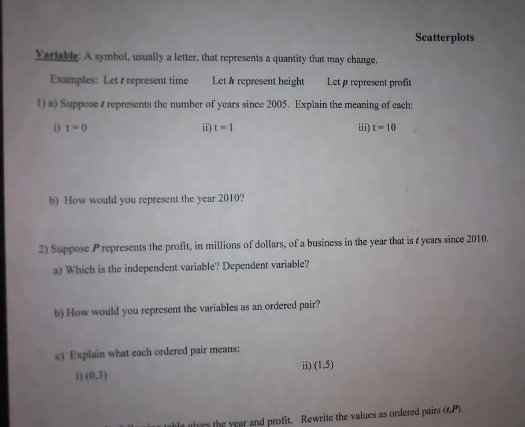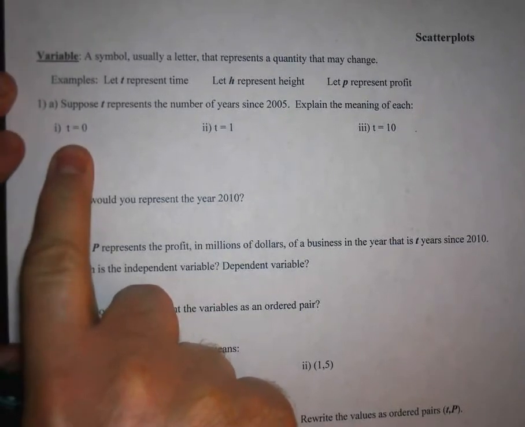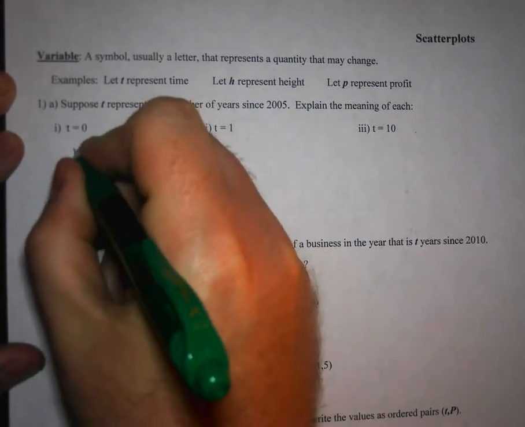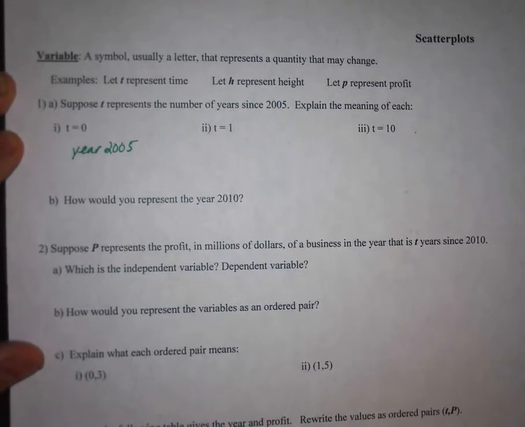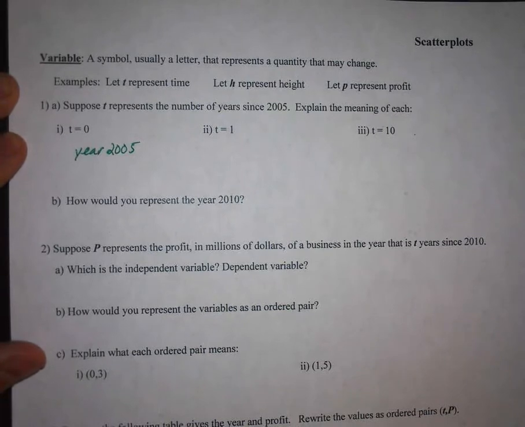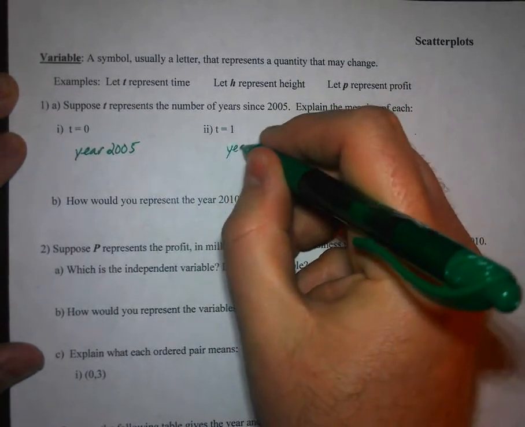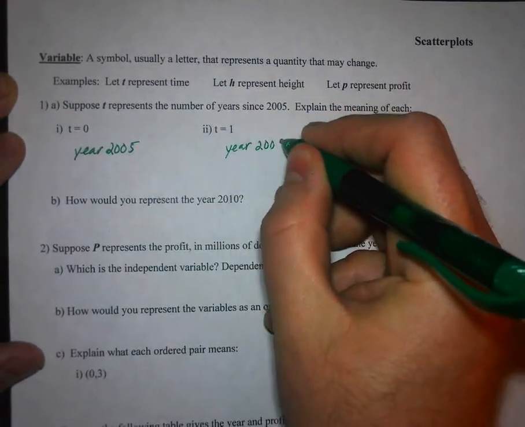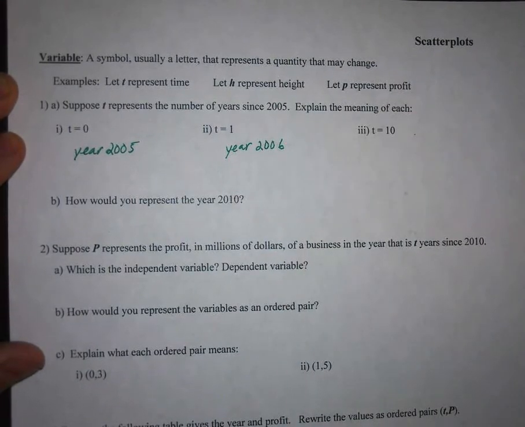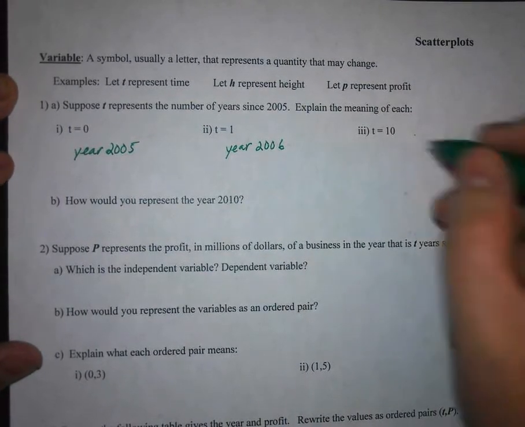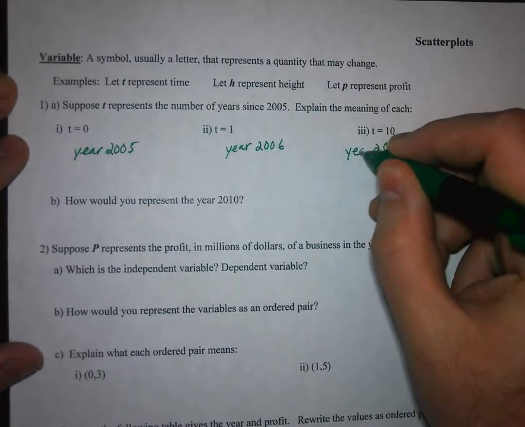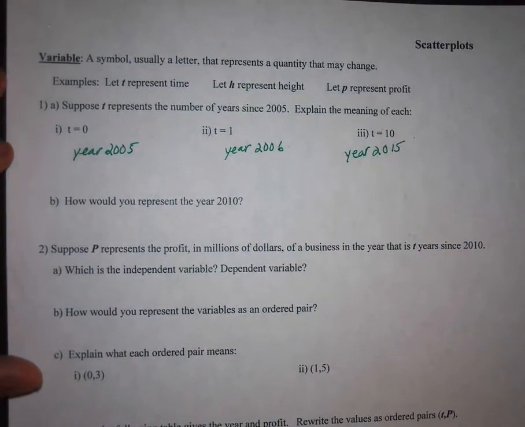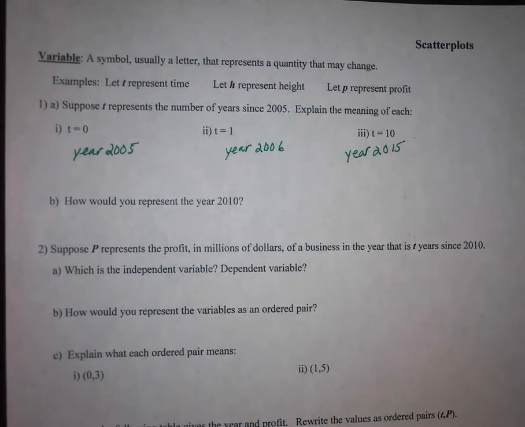So if t is the number of years since 2005, a t value of 0 would represent the year 2005, because you're 0 years since 2005. t equals 1 would represent the year 2006, because you're 1 year since 2005. t equals 10 would be the year 2015, because you are 10 years since 2005.